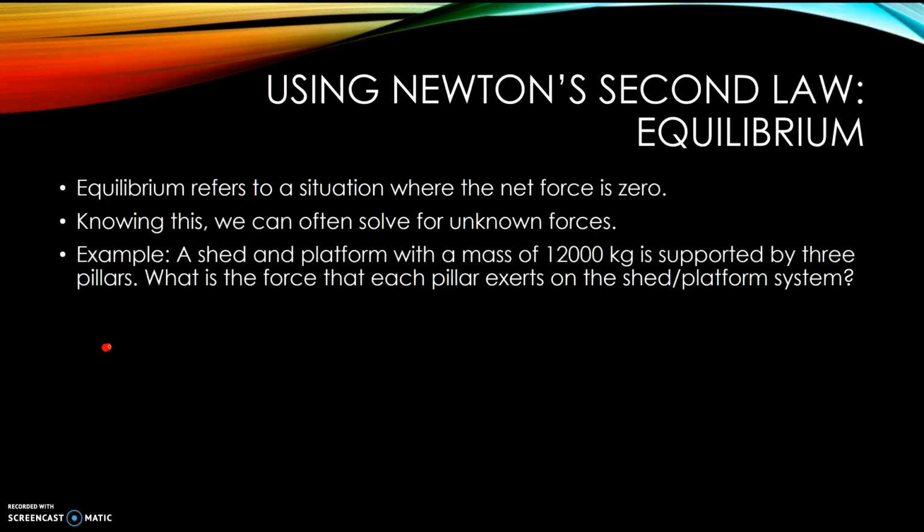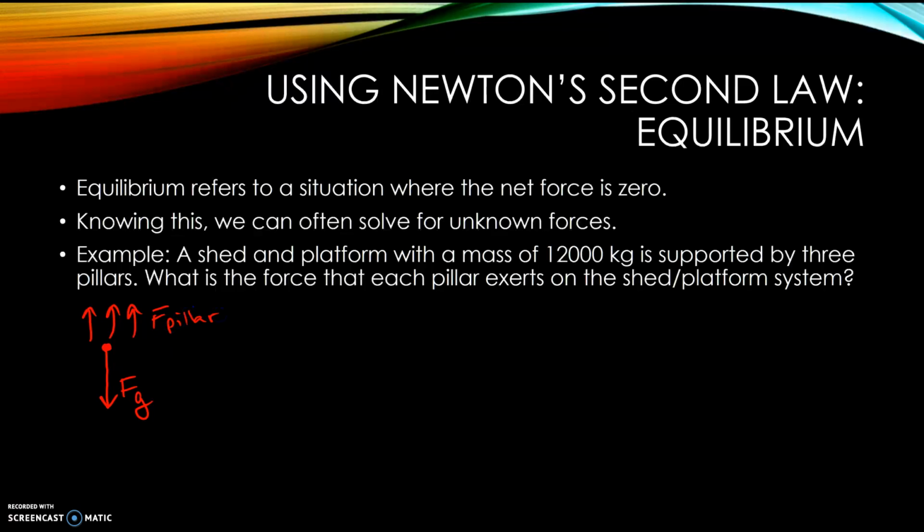So when we look at all the forces, this is going to be my shed and platform right here. What we would have is a downward force, which I'm going to call the force of gravity. And then we essentially have 3 upward forces from the 3 pillars, and those will all have to be equal. Okay, so maybe force of a pillar, and there's 3 of those.